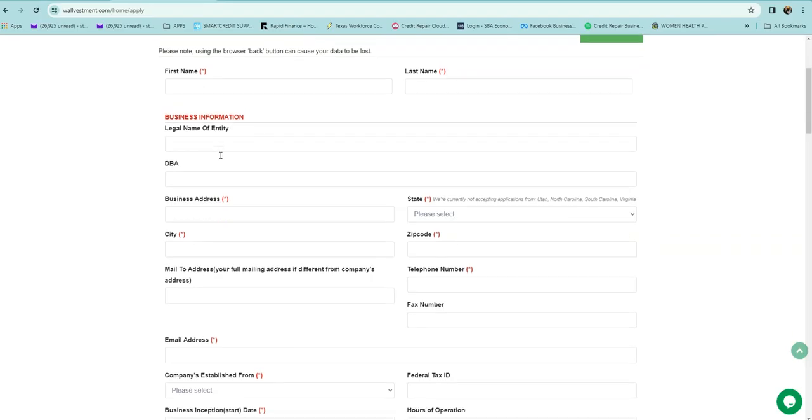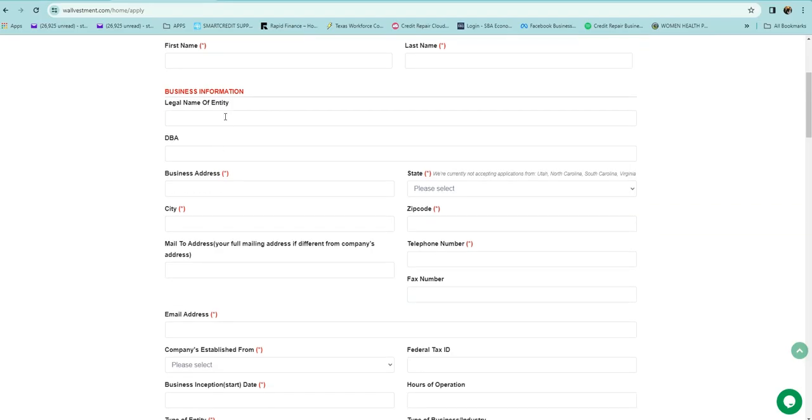So legal name of entity, this is the name of the company that they register with the state. Okay, so if they register the company with the state, then put that name here. Let's say ABC LLC, ABC Corp, ABC LP Limited Partnership, something like that, right? So fill it out here.